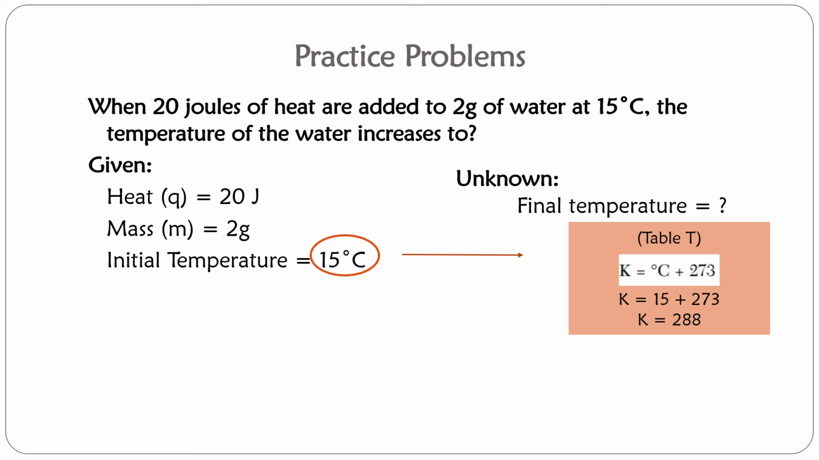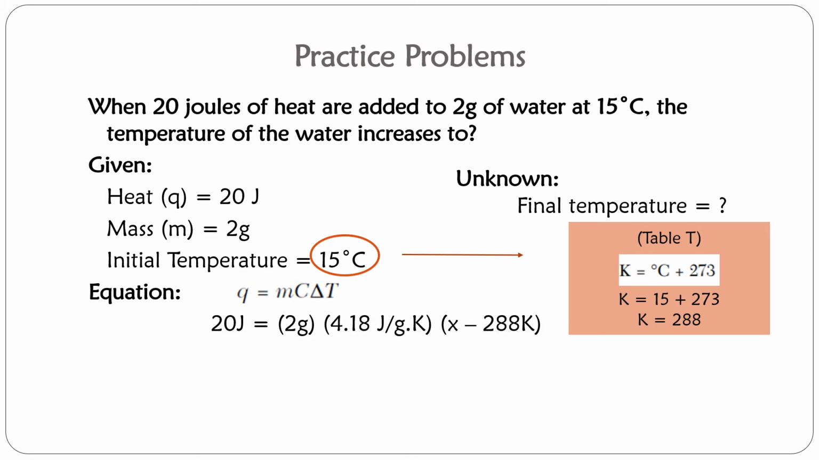Now what we have to find, the thing that's unknown that the question is asking us to find, is the final temperature. So we'll use the same equation, Q equals mc delta T, and we'll start plugging in the numbers. So we'll say that heat is 20 joules, the mass is 2 grams, we know the specific heat of water is 4.18 joules per gram Kelvin, and we don't know what final temperature is, so that's going to be X minus 288 Kelvin. So now we just do some basic algebra.